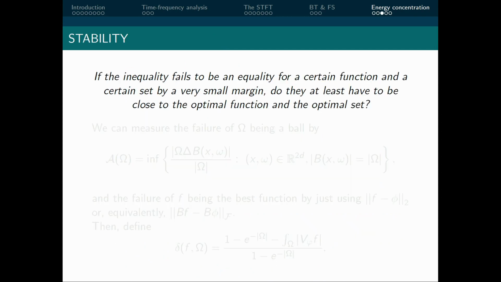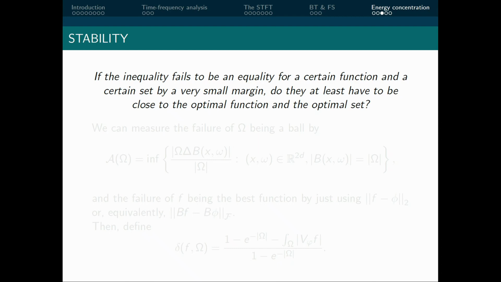And then stability tries to deal with the following question: if you have an inequality with a characterization of equality cases, and this inequality fails to be an equality for a function f and a domain or set omega by a really small margin, then do you gain at least some knowledge of what these look like? Do they have to be close to the objects that achieve equality? And the answer is, for example, for the isoperimetric inequality, yes. It tells you that the balls are the sets that have the best ratio of perimeter to area, and they are the minimizers.